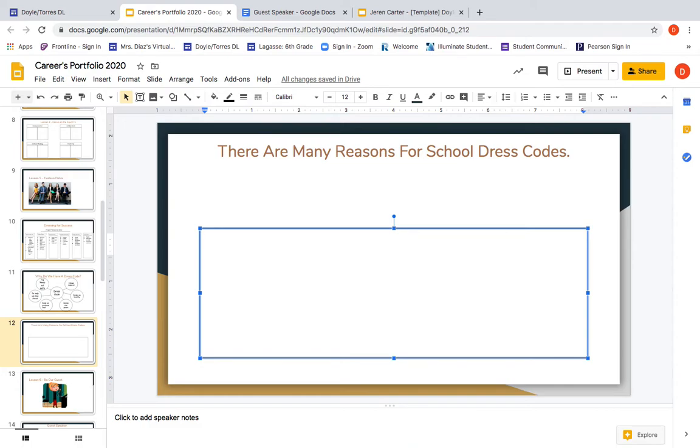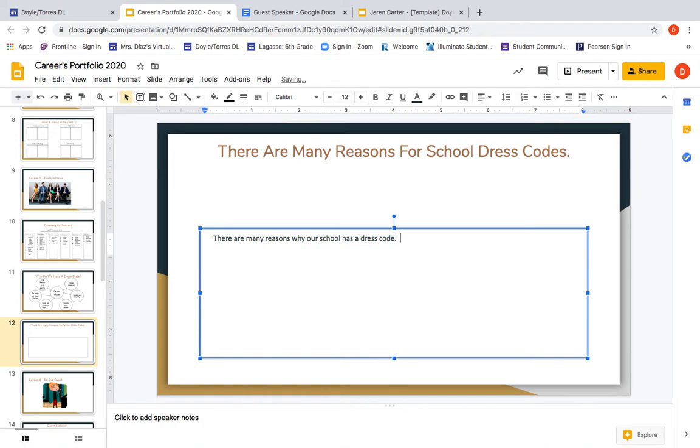Your topic sentence tells your reader what your whole paragraph is going to be about. We're only doing one paragraph in this informational write, and it's going to be about why we have a dress code. Or like our title says, there are many reasons for a school dress code. So that, simply put, can be our topic sentence, our main idea of this paragraph. Okay, so: there are many reasons why our school has a dress code.